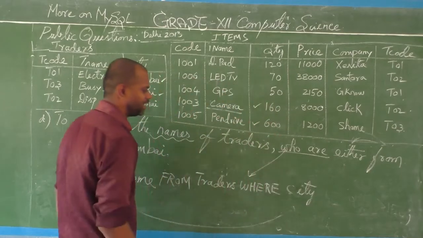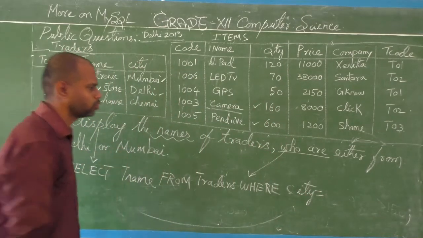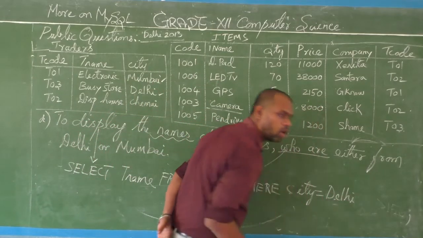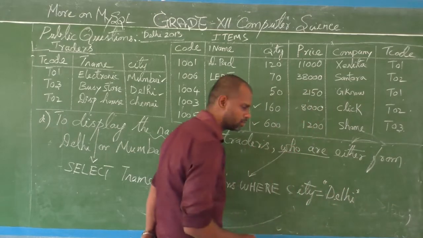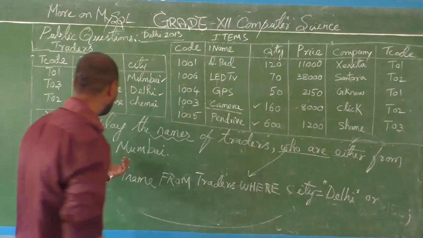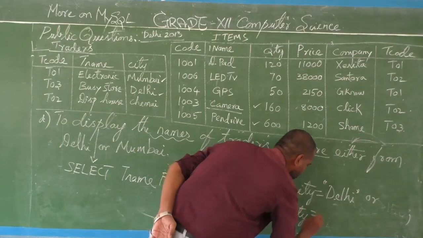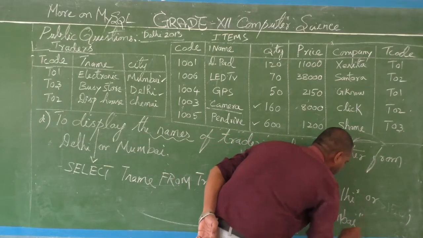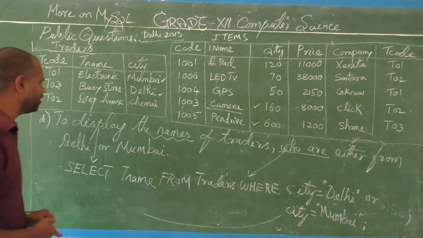So where city is equal to Delhi or Mumbai. So city is equal to Delhi. Don't forget to give the quotation. Okay? So city is equal to Delhi or city is equal to Mumbai, double quotes, semicolon. Okay? So listen carefully, very simple.